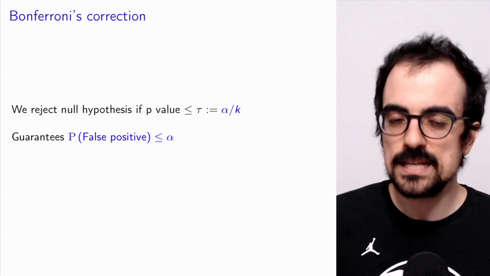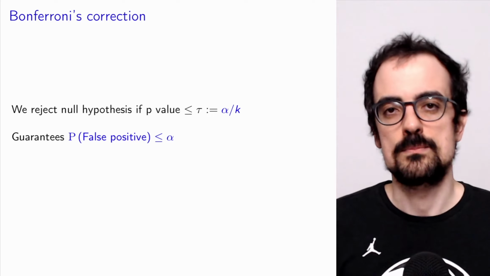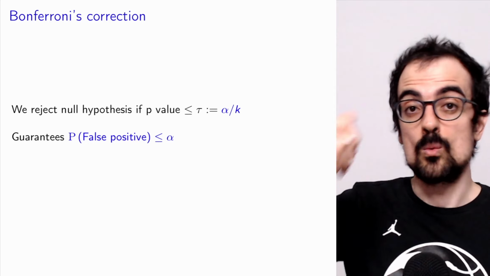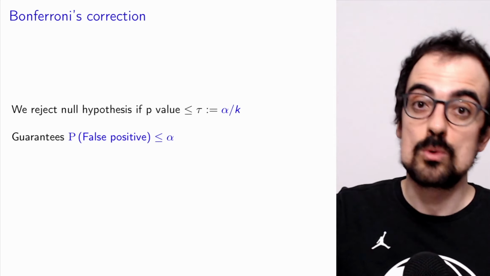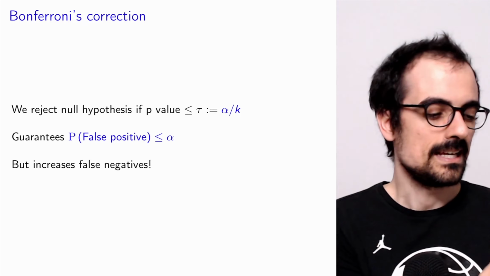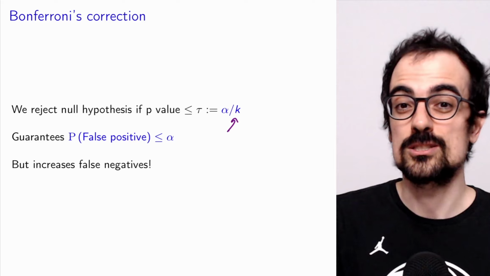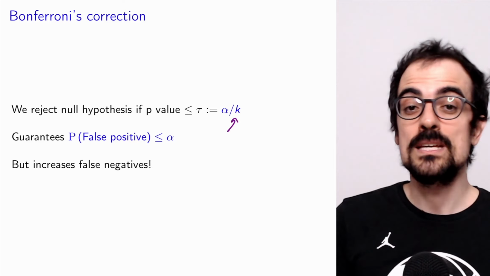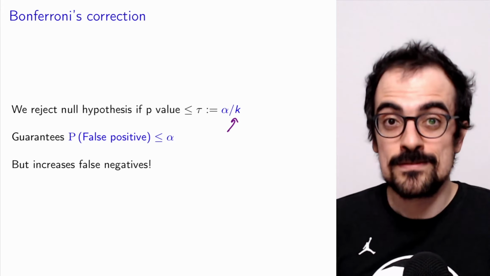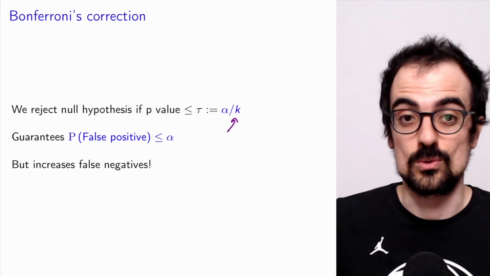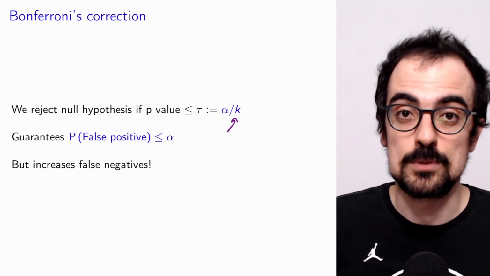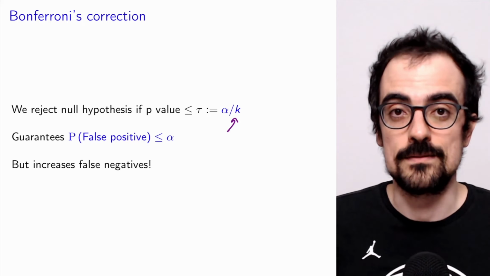So if alpha is 5%, we're still guaranteed that the probability that we reject the null hypothesis for any test when the null hypothesis holds is bounded by alpha, even though we're doing k tests at the same time. The bad news is that if k is very large, then this threshold can be so small that it might be very unlikely that the p-value is below that threshold, even if the null hypothesis does not hold. So this will increase false negatives. And that's just a very big challenge in hypothesis testing that we discuss further in the video on multiple testing.